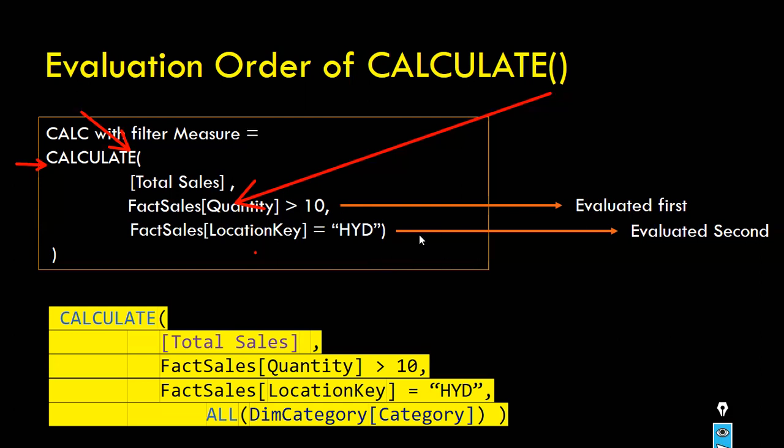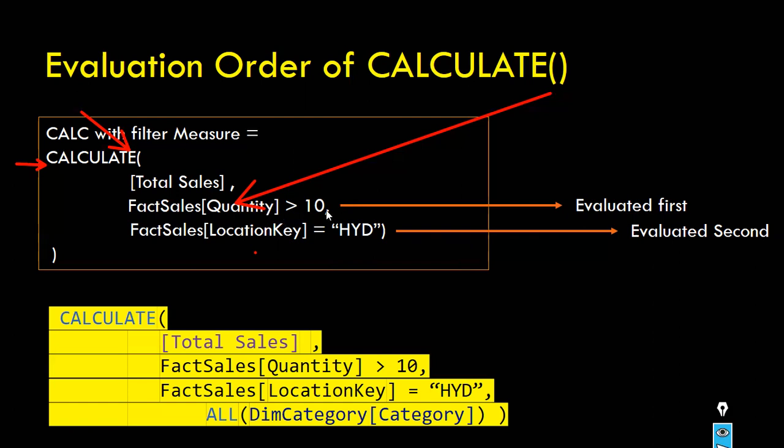For that, what you need to do is smartly put this condition in the second line, and this one in the third line. See, in DAX functions, especially the CALCULATE function, this is the order of evaluation. This is how it will get evaluated.